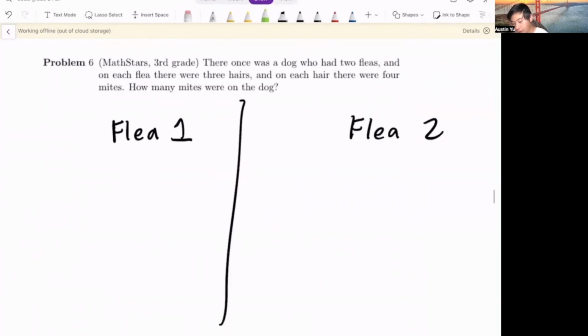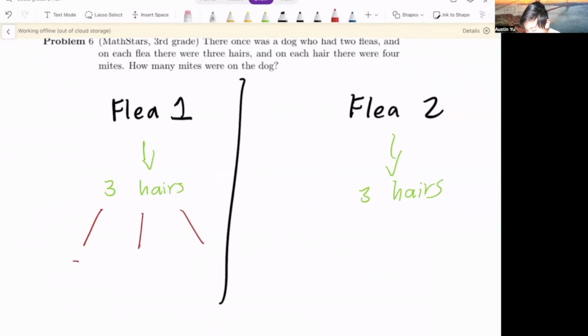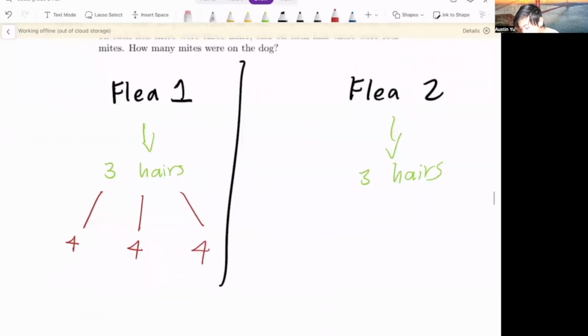And then on each flea there were 3 hairs. So 3 hairs and 3 hairs. And on each hair there were 4 mites. So if there were 3 hairs, then on each hair there were 4 mites. So 1 branch, 2 branches, 3 branches, 1 for each hair. And each hair had 4 mites, so 4 mites, 4 mites, 4 mites. And the same goes for flea 2, 4 mites, 4 mites, 4 mites.